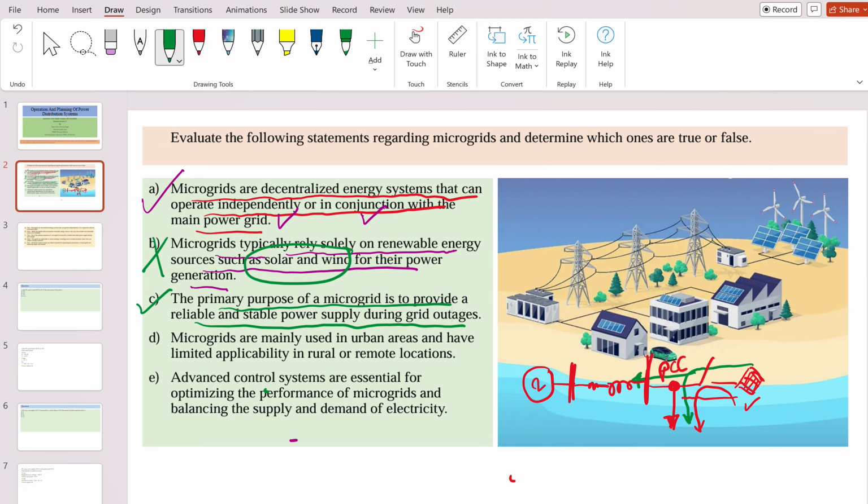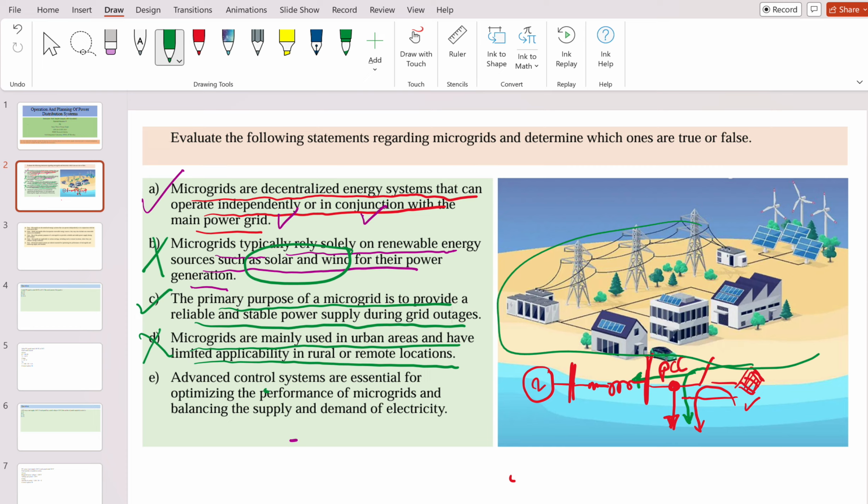So this is the main purpose, to supply reliable power operation to the house or any system during grid outage conditions. "Microgrids are mainly used in urban areas and have limited applicability in rural or remote locations." That is false. You can install solar at a remote location also. You can see the right side image.